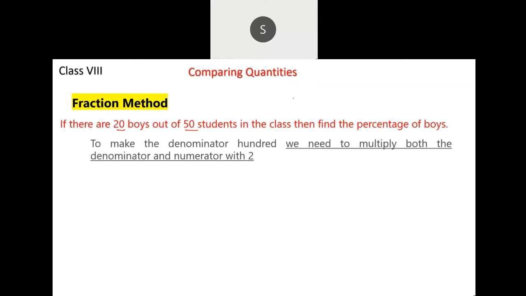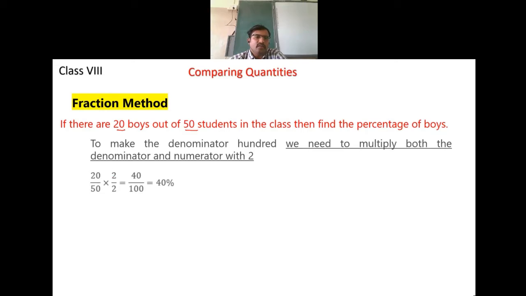To make the denominator 100, we can multiply the numerator by 2 and the denominator by 2. It becomes 40 by 100, which is 40%, as simple as that. Here the denominator has become 100 now, so it is 40%. This is one method.